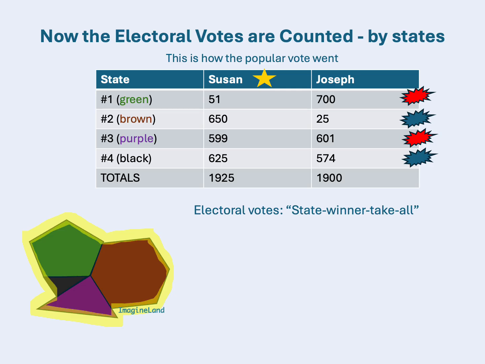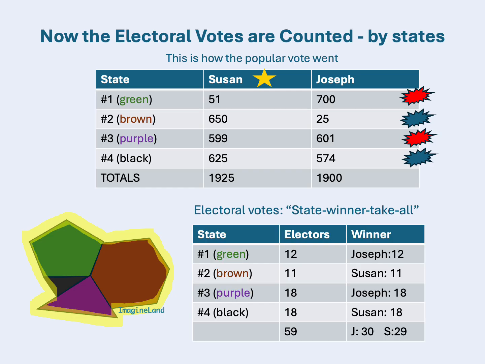No matter how the rest of the country voted, no matter what the national popular vote was. So, how does it work? Well, we said Joseph won the green state, so he gets 12, and Susan won the brown state, so she gets 11. Joseph just squeaked by with 2 votes in the purple state, but he gets all 18. And Susan had 49 out of 1,200 more than Joseph, so for the black state, she gets 18.